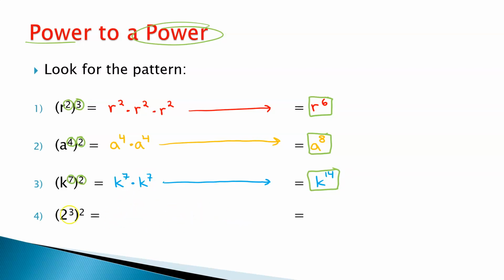So if I want to skip this shenanigans in the middle, let's take a look at the last one. 2 to the 3rd power, all of that to the 2nd power. What am I going to do with that 3 and that 2? We're going to go ahead and multiply those together. 3 times 2 gives us 6. 2 to the 6th power. That's as far as I want you guys to take it. You could expand it and multiply it, but we'll keep it there.